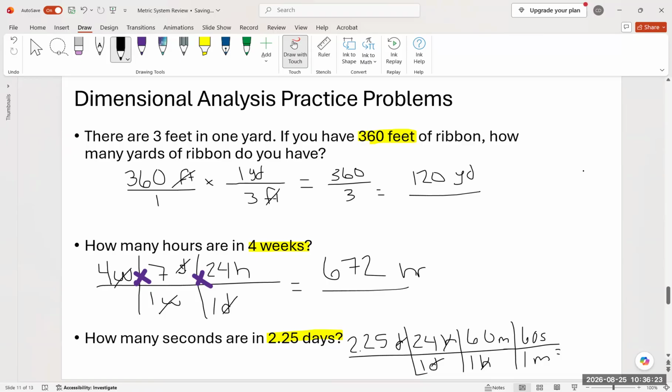So I have ones on the denominator, so nothing difficult there. But my numerators, I need to multiply all those numbers. So 2.25 times 24 times 60 times 60. So my answer, I'm actually going to write it over here to the left. My answer is 194,400 seconds.